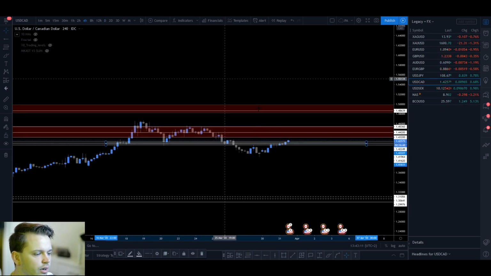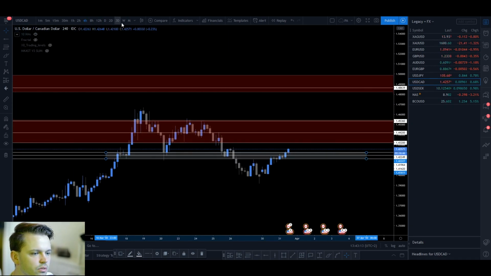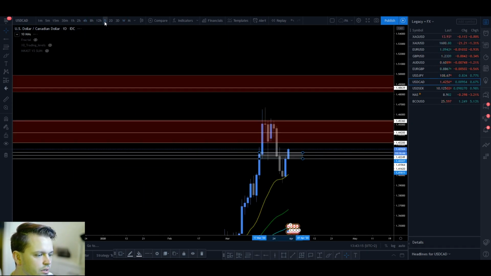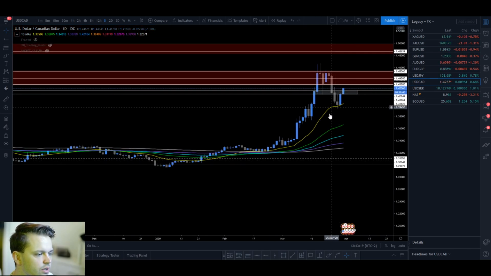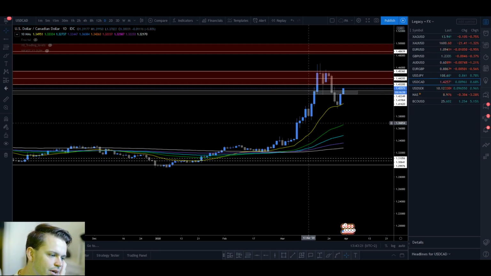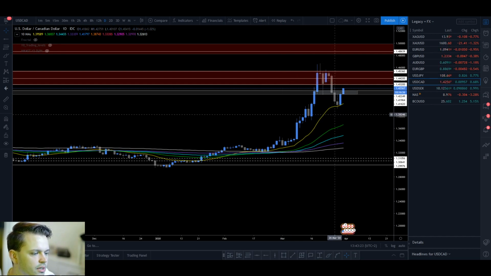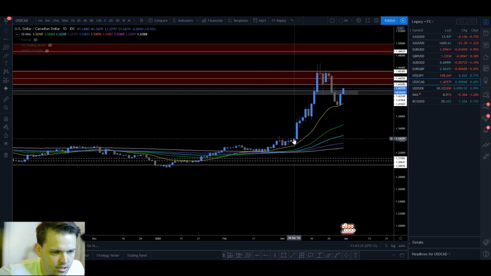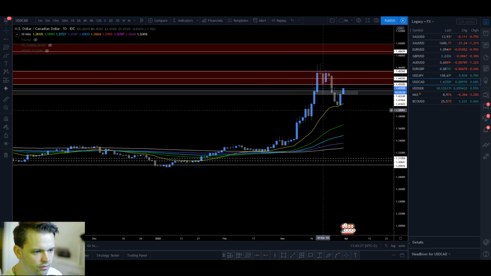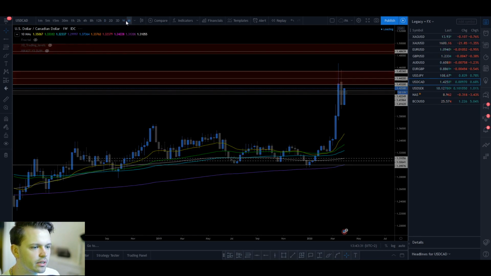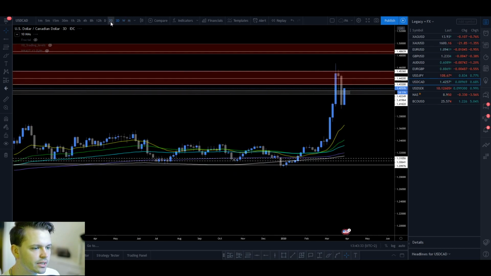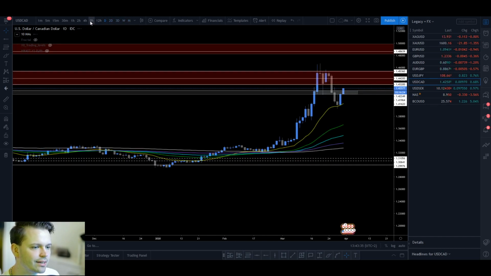So let's see if we can find anything interesting on the lower time frames. Where do we have the moving averages? So we bounced off the 21 EMA on the daily, very nice. So definitely bullish price action right here, above the 21 EMA. I mean, it's above all important moving averages on the monthly, the weekly, the 3-day, the 2-day, the daily, right?